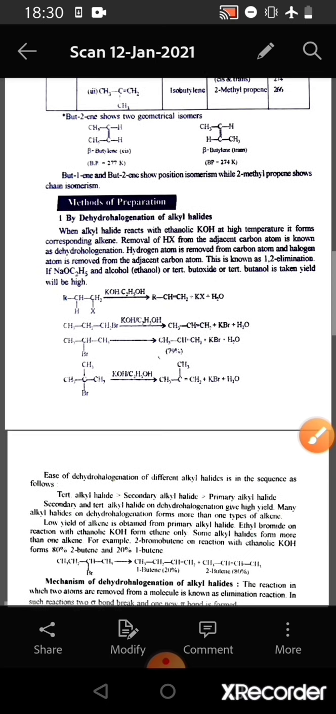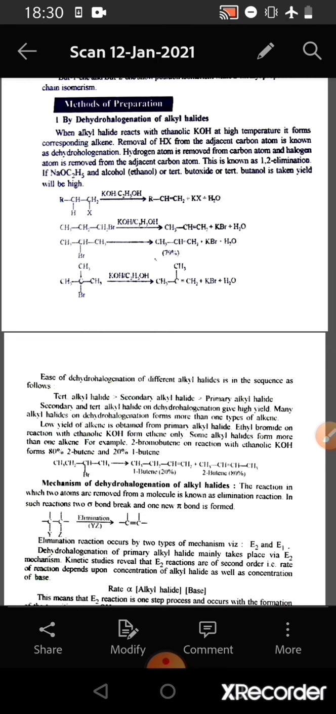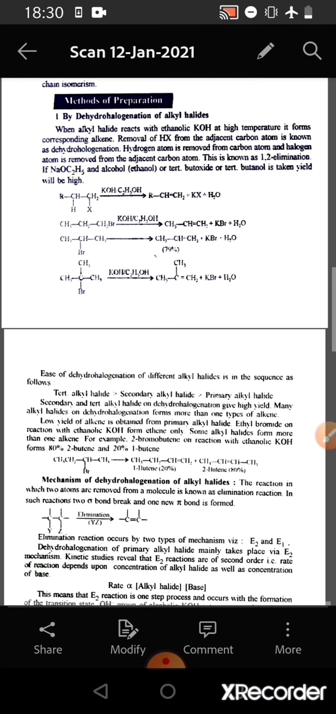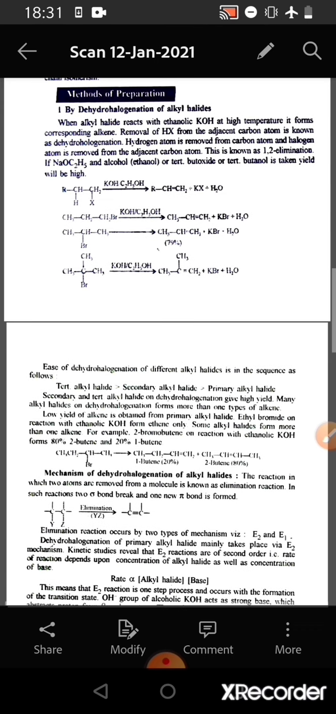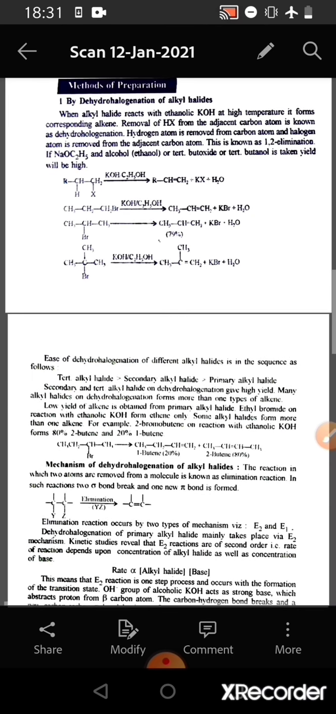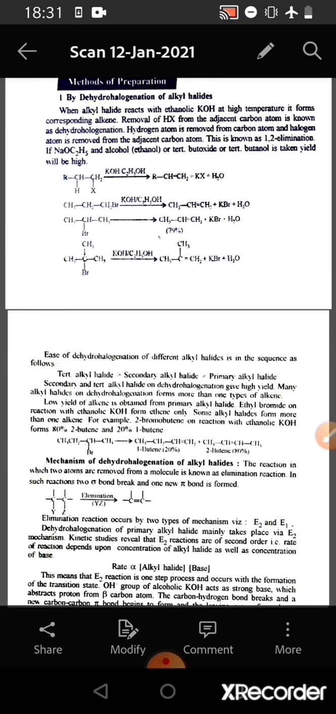Now we come to the methods of preparation. First method is by dehydrohalogenation of alkyl halides. When alkyl halides react with ethanolic KOH at high temperature, they form the corresponding alkene. Removal of HX from the adjacent carbon atoms is known as dehydrohalogenation. Hydrogen atom is removed from one carbon atom and the halogen atom is removed from the adjacent carbon atom. This is known as 1,2 elimination. That is, the hydrogen and the halogen are removed from the adjacent carbon atoms.